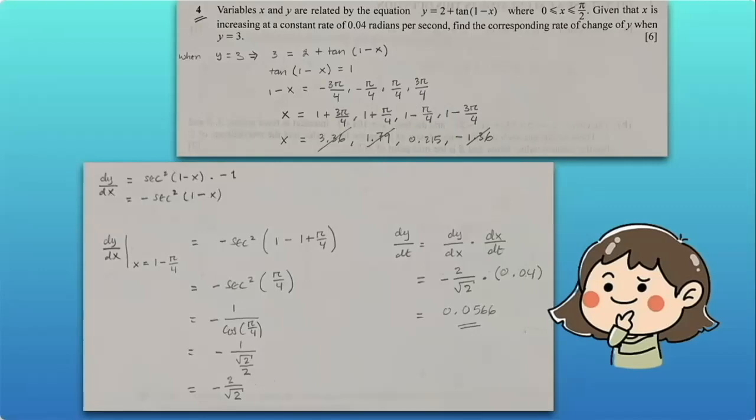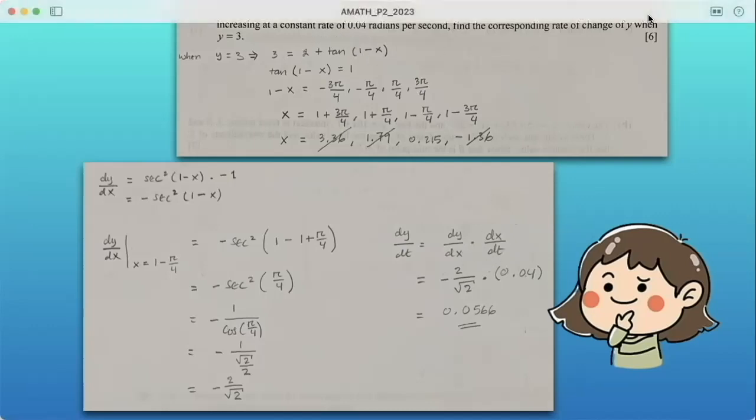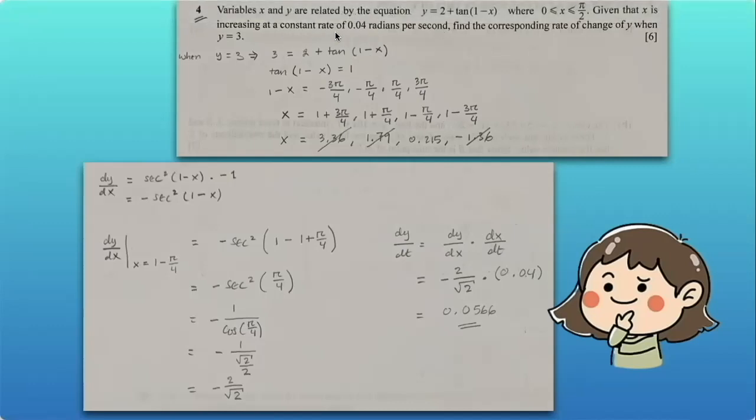Now remember, the question is asking for the rate of change of y, so that means dy/dt. dy/dt is equal to dy/dx, which we get here, dy/dx when x is equal to 1 - π/4, multiplied by dx/dt. Now this is given: x is increasing at this constant rate, 0.04 radians per second. So this is dx/dt. We multiply these two and we get the answer.